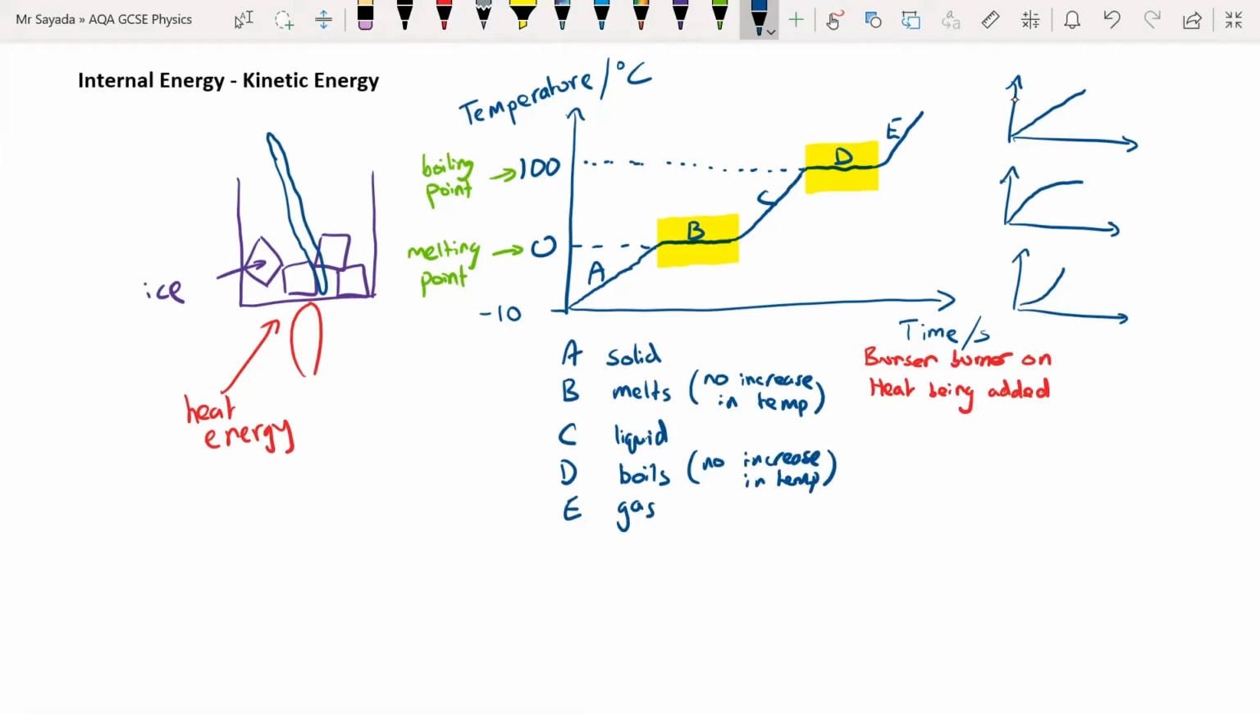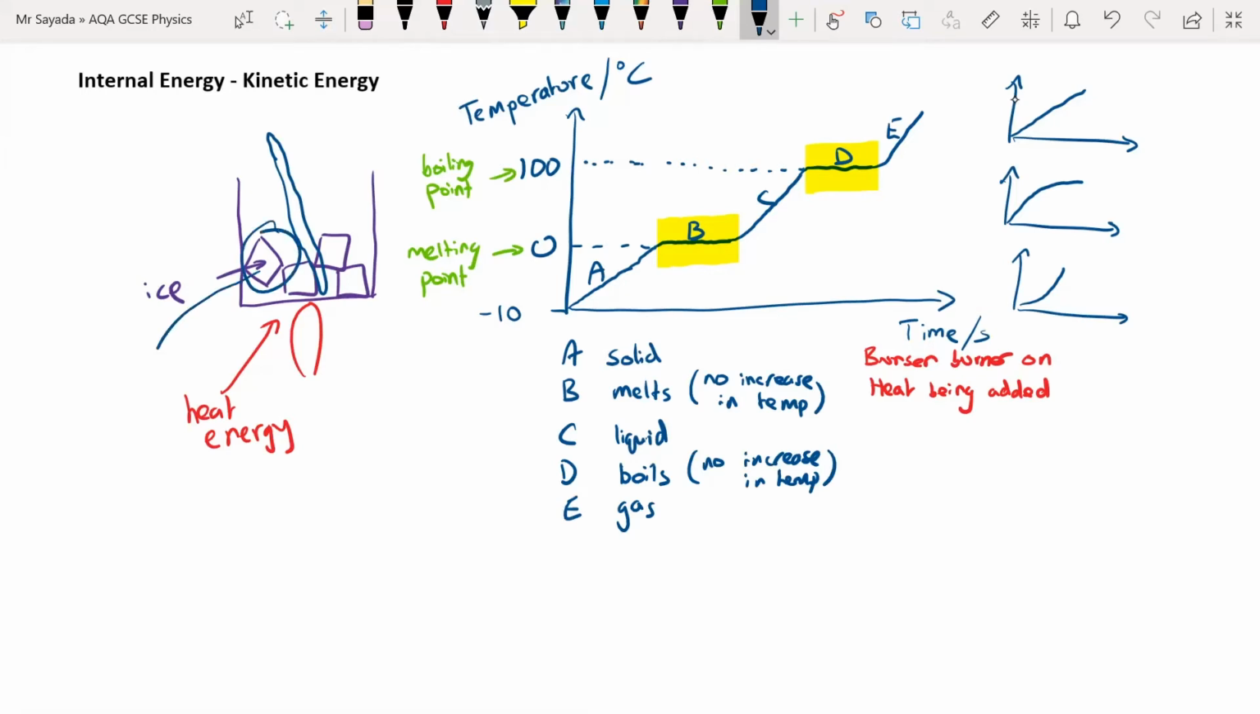Now, what I want to do is explain this. Why is it that when you heat a substance, and we've got the Bunsen burner on the whole time, at certain points the temperature increases and at certain points it does not? So the way that we're going to do that is by zooming in into the ice and actually looking at the particles inside. So the first thing I'm going to do is look at the particles inside the ice.